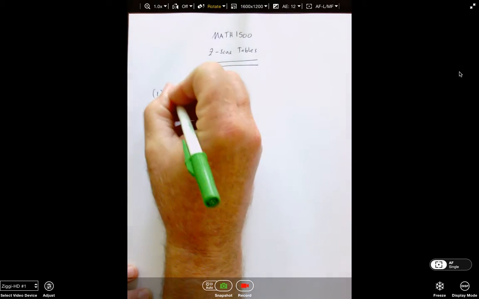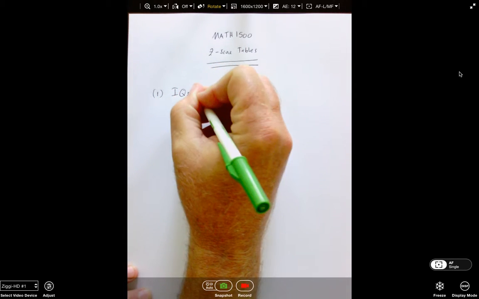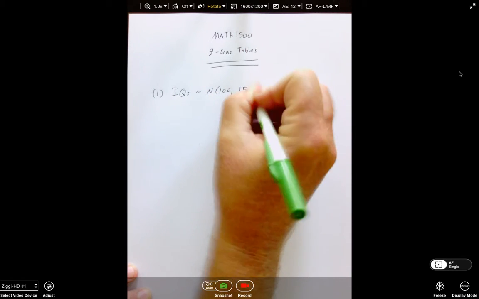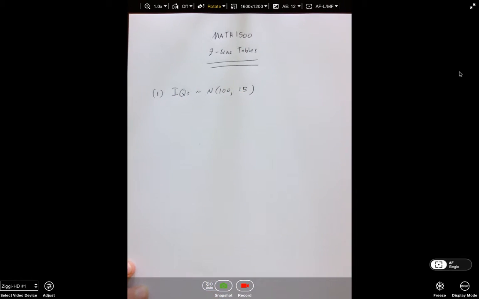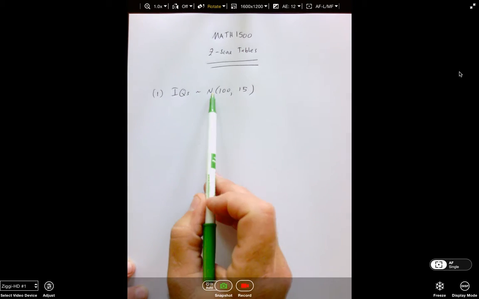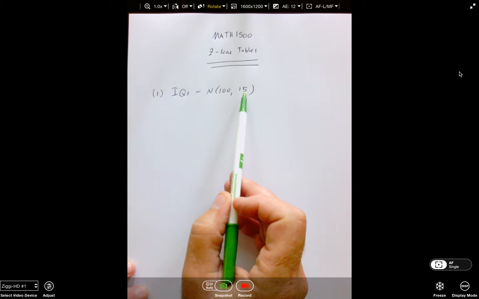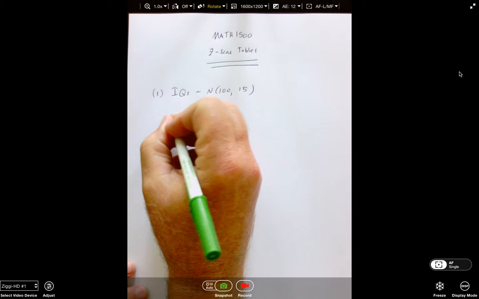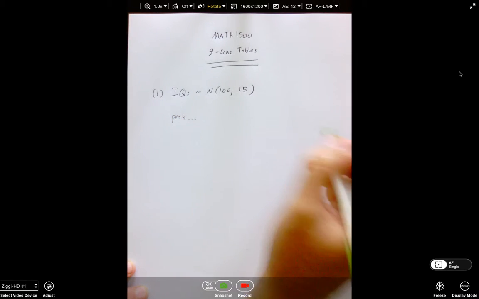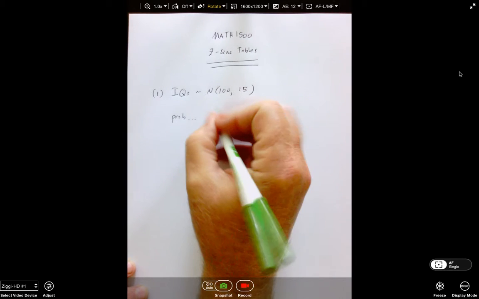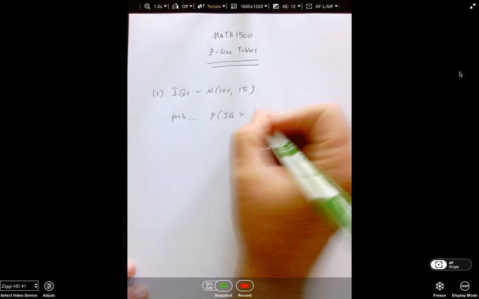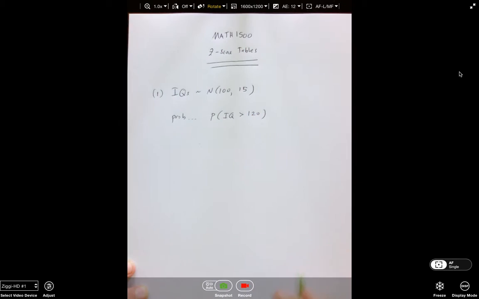So anyway, let me show you a problem, and I'm going to keep it simple here because there's no reason to get too difficult, because it's difficult enough. Let's say that IQs we know are approximately normal with a mean of 100 and standard deviation 15. Find the probability that a randomly selected person, a person selected at random, has an IQ greater than 120.